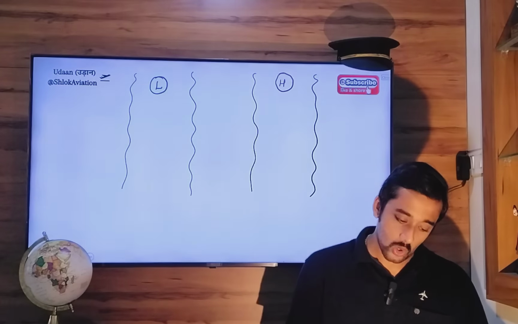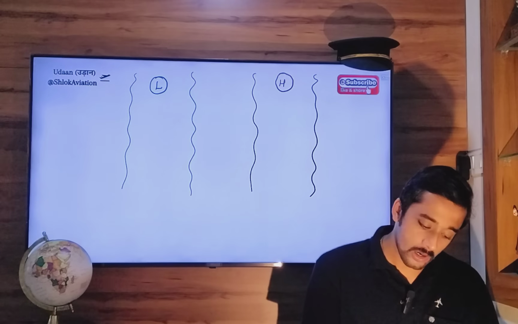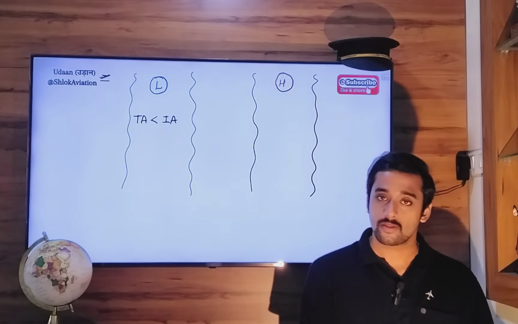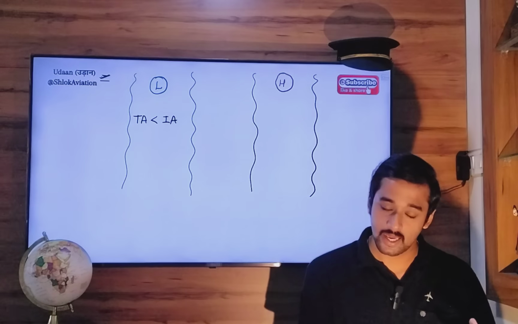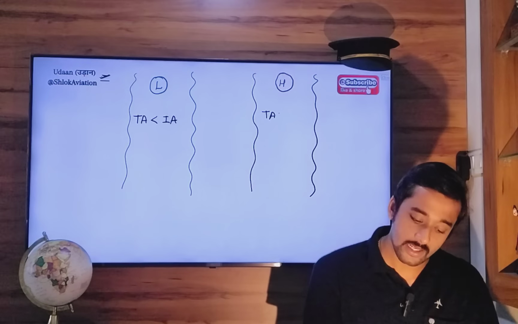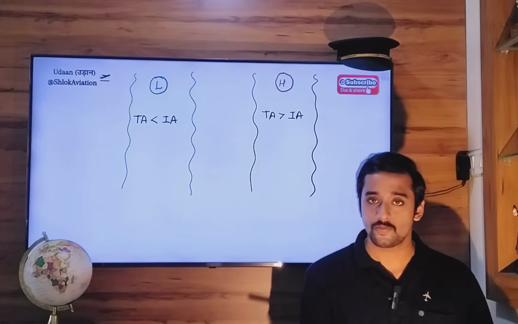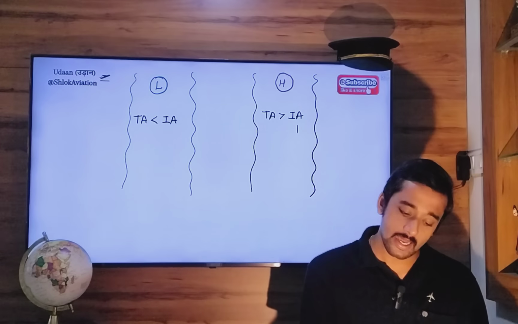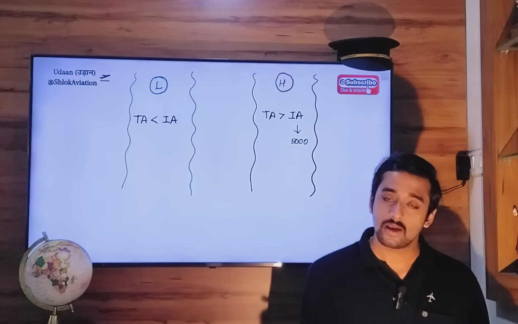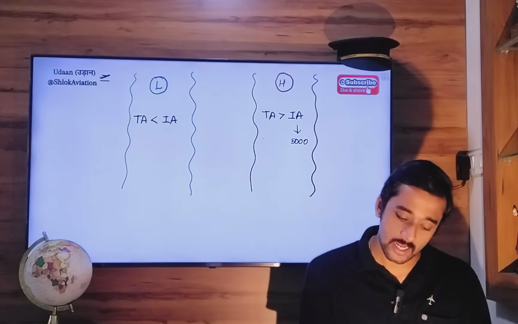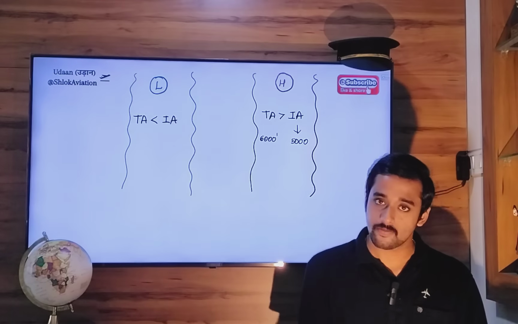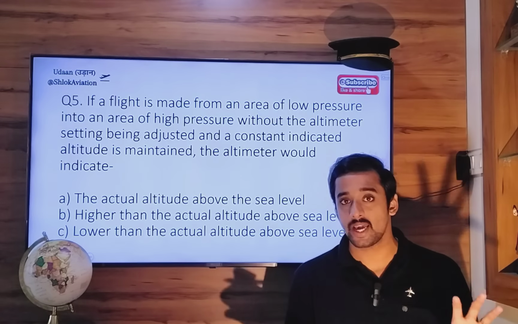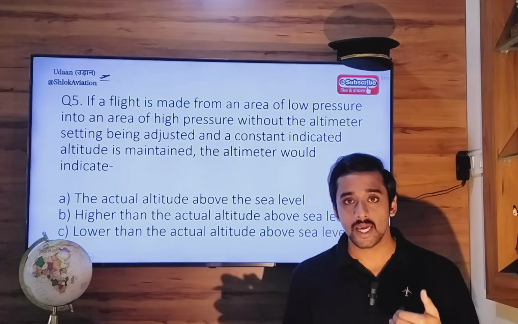So in a low pressure area, the true altitude of your aircraft is less than the indicated altitude. In a high pressure area, the true altitude of your aircraft is more than the indicated altitude. So when you are going to a high pressure area, your altimeter might indicate 5,000 feet, let's say, but true altitude will be more than 5,000 feet, let's say 6,000 feet. So you're basically safe in a high pressure area.